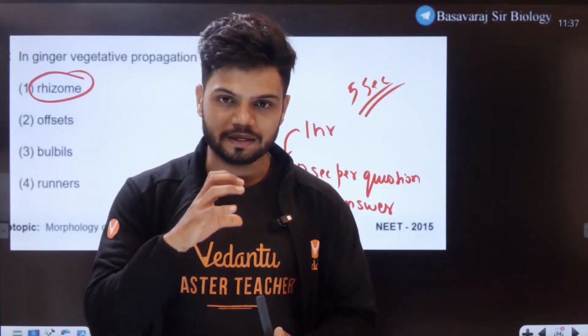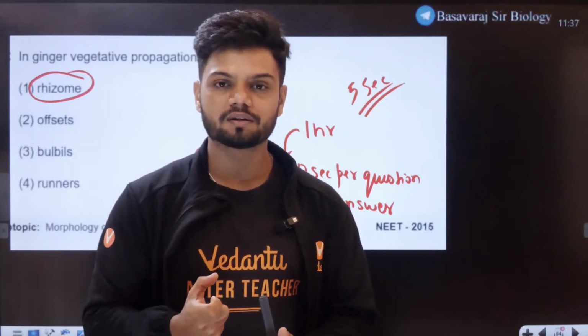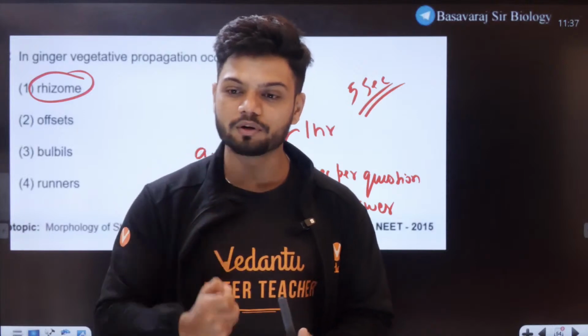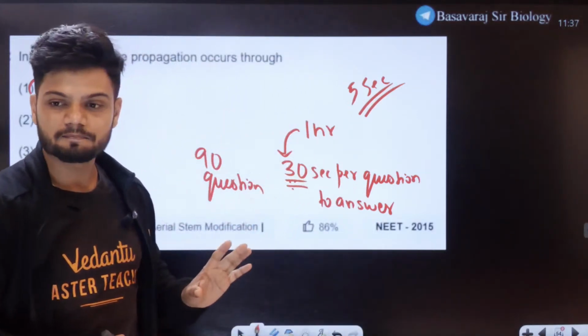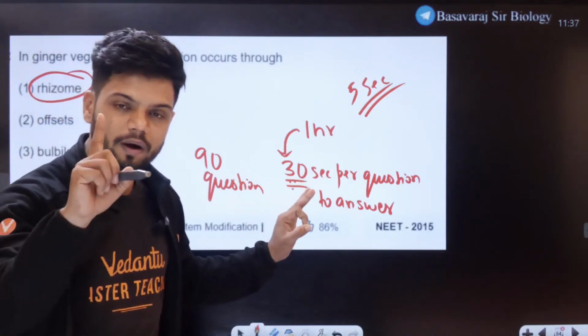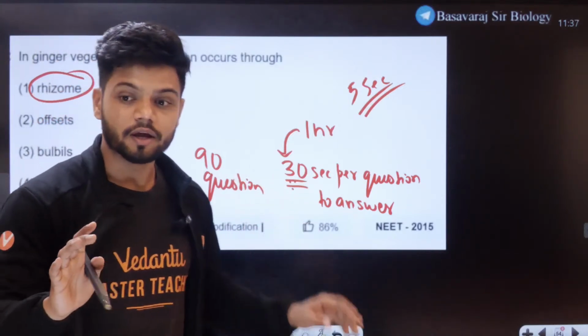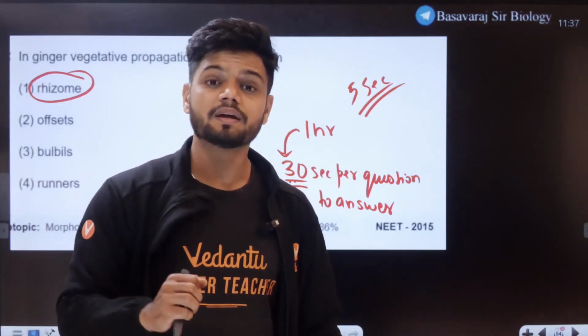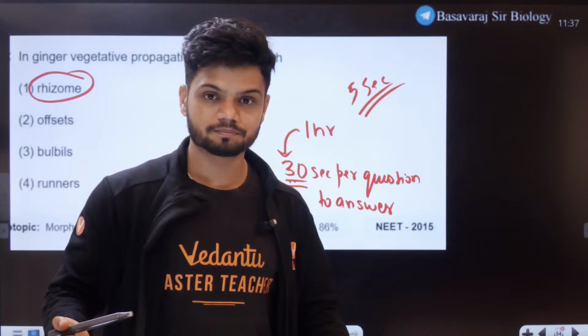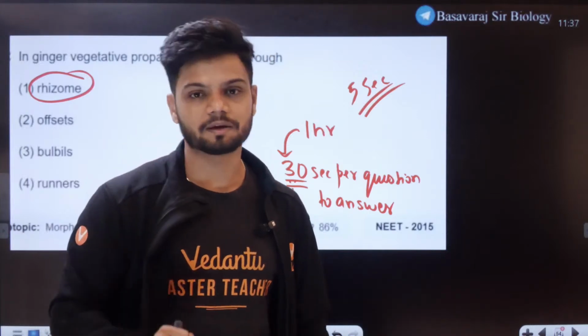If you can completely master biology, and you're able to solve one question in biology in 30 seconds, it could be an assertion-reason question, it could be match the following, it could be any type of question, 30 seconds is your time.